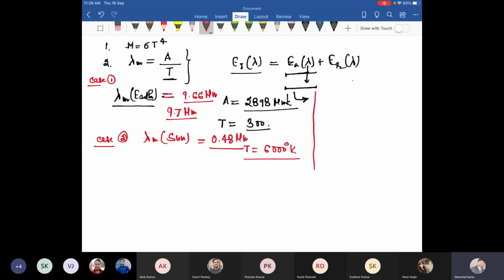Symmetry is lambda m is inversely proportional to T. Okay, it means if the temperature increases, then lambda m will decrease. And it is justified over here. Like in case of 600 degree Kelvin, your wavelength is less compared to 9.7 micrometer.